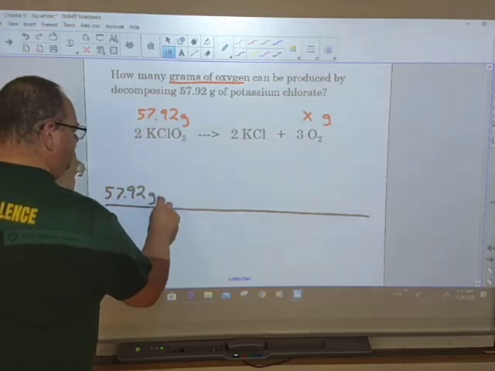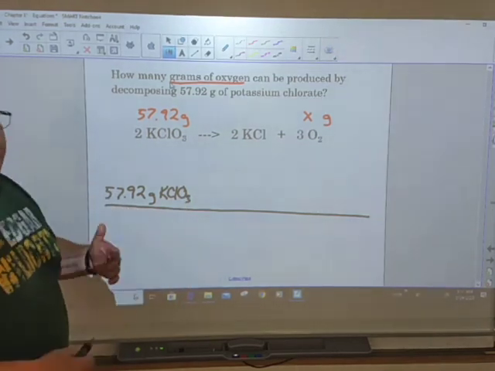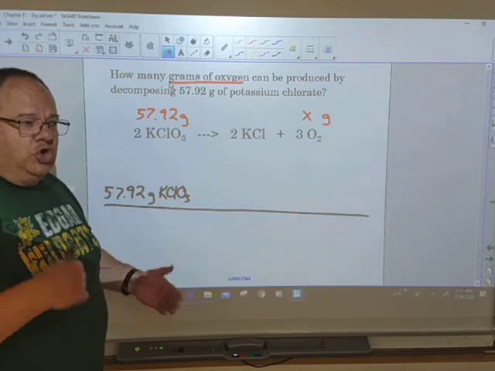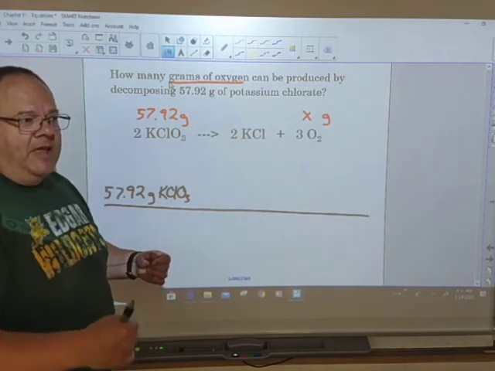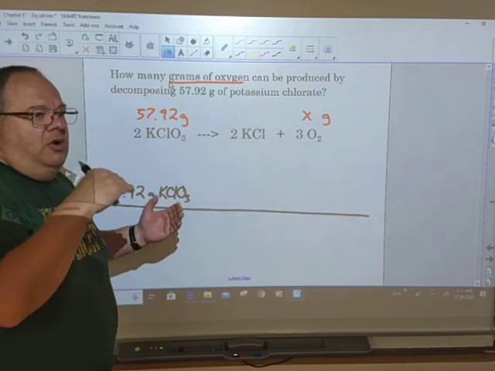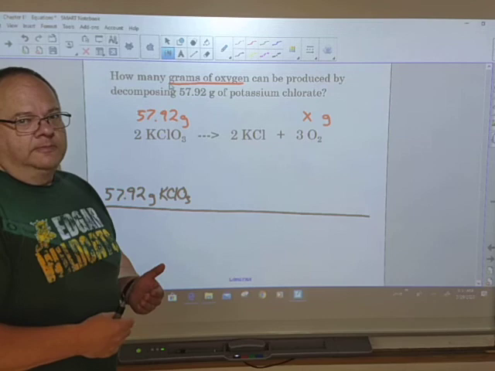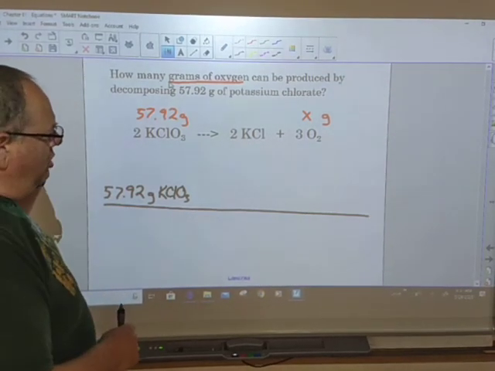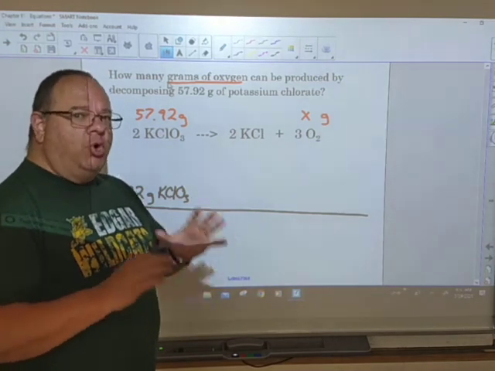57.92 grams KClO3. And I know it seems like a pain to write down the substance, but in this calculation, you're going to be dealing with multiple substances. And so you have to write down what substance your numbers associate with. Okay? Now, in order to do this calculation, we're going to have to use something called a mole ratio.